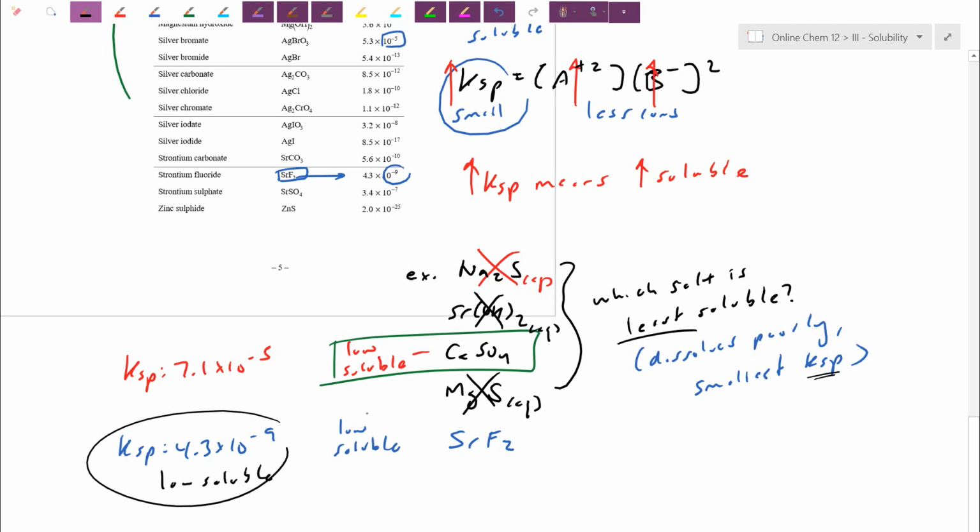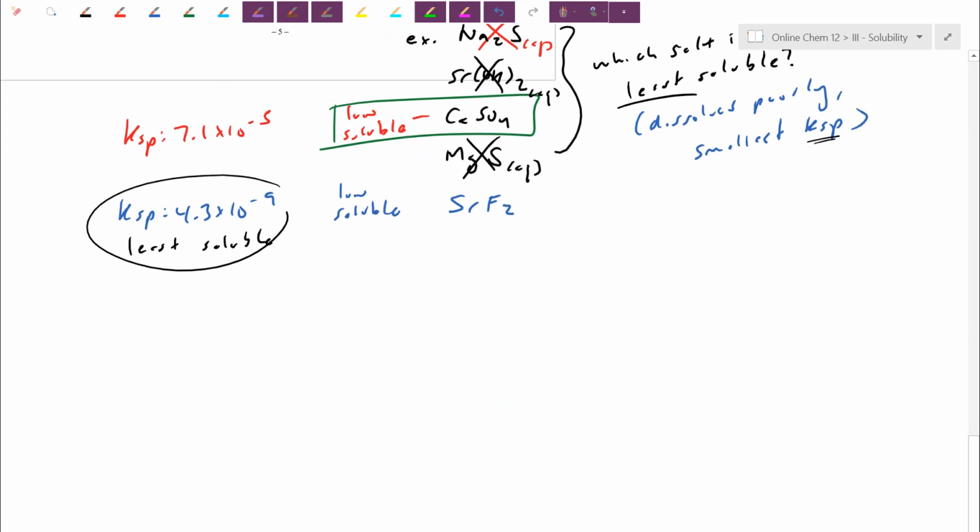So both of them were classified as low soluble, but this is the least soluble one. This one here is expected to be the one that dissolves worse. Now, there's one technical note here I'm just going to hint at right now. You need to be careful that these two salts here are not on a level playing field.